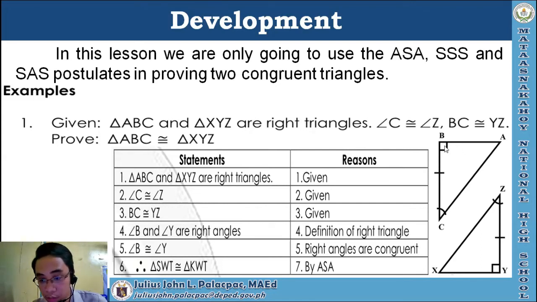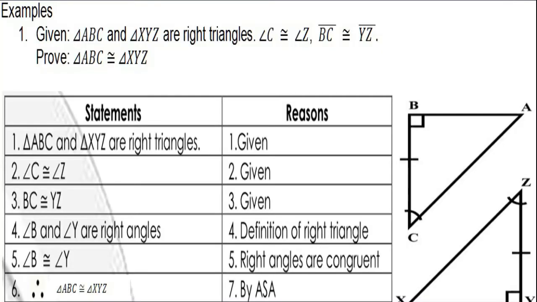So, may nakita tayo ngayong angle, included side, and angle. Pero sa kabila, angle, included side, and angle. So, yung tatlong bilog na to, ibig sabihin nun, we conclude that triangle ABC is congruent to triangle XYZ by angle side angle.